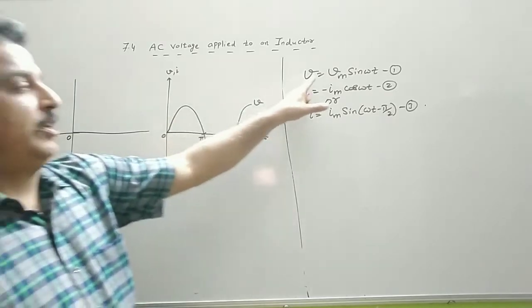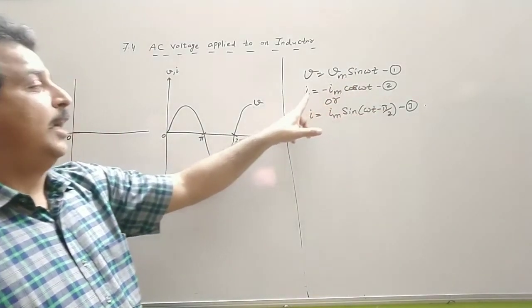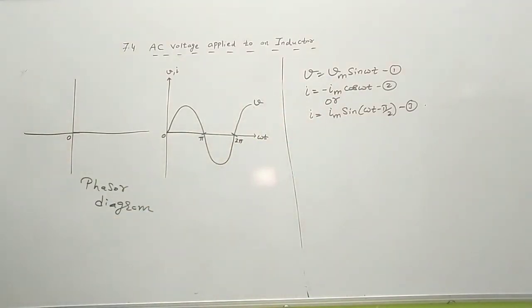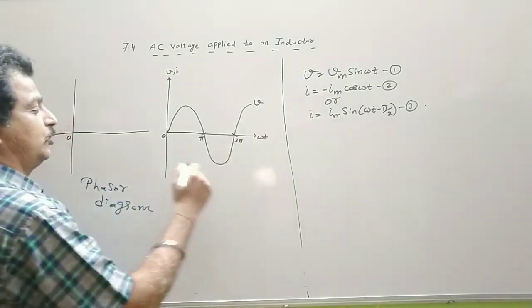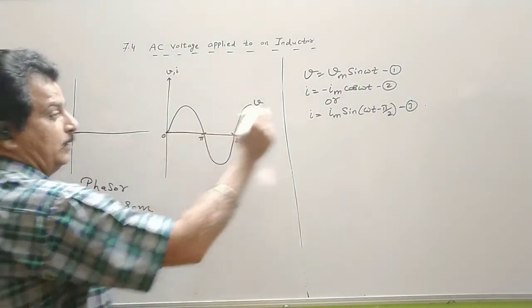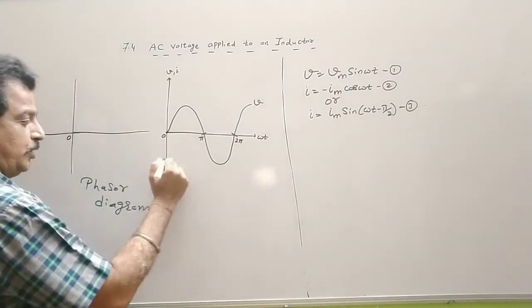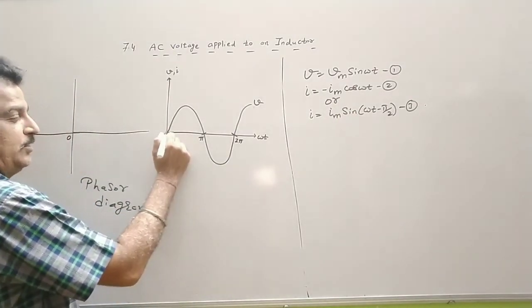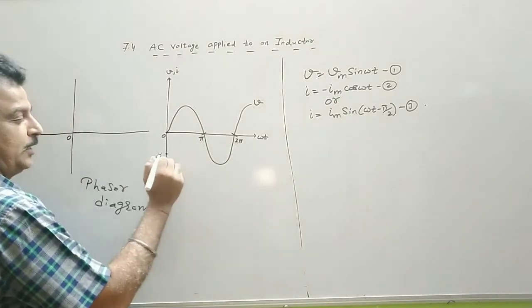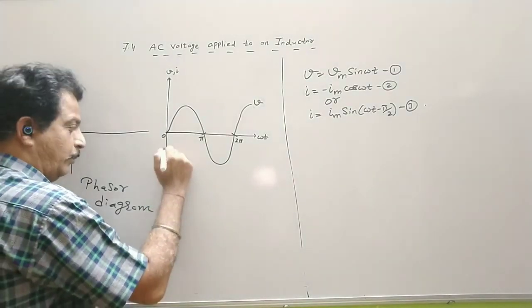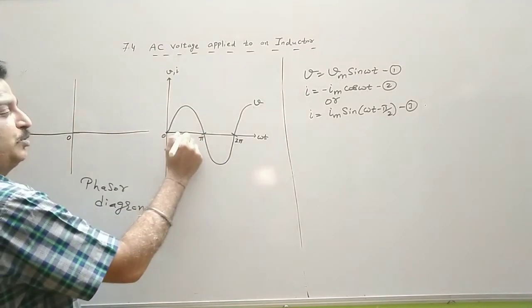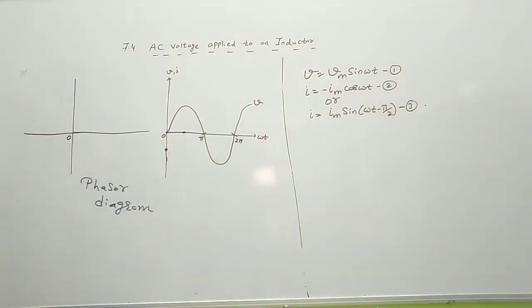Now V is a function of sine and I is a function of minus cosine. So as one increases, the other should decrease. As the voltage increases, the current will decrease, because we have a negative sign here. So this is the minus cos graph. When the sine is 0, cosine is maximum, so let us take this point. When sine becomes maximum, that is V becomes maximum, the current becomes minimum.